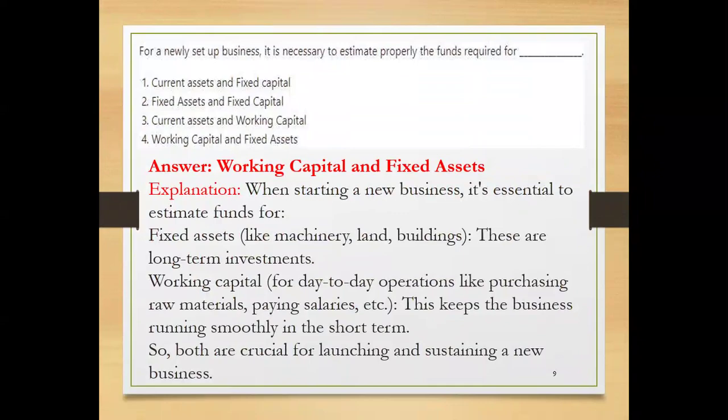What do you mean by working capital? The capital which is needed for day-to-day transactions or day-to-day operations, like purchasing raw material, paying salaries, that is known as working capital. This keeps the business running smoothly in the short term. When it comes to the long-term purpose, the long-term investment, like fixed assets such as machinery, land and buildings, they need to purchase. So the correct answer is working capital and fixed assets is necessary to estimate properly the funds required for.